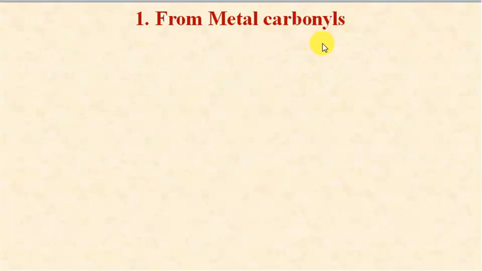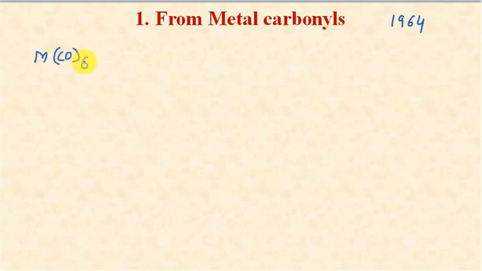So we have to prepare Fischer carbenes from metal carbonyls. The very first method for the preparation of Fischer carbenes was reported by Fischer in 1964, and they prepared Fischer carbenes from metal carbonyl precursors. The most commonly used carbonyls are of type M(CO)6, where M belongs to the chromium group: chromium, tungsten or molybdenum.